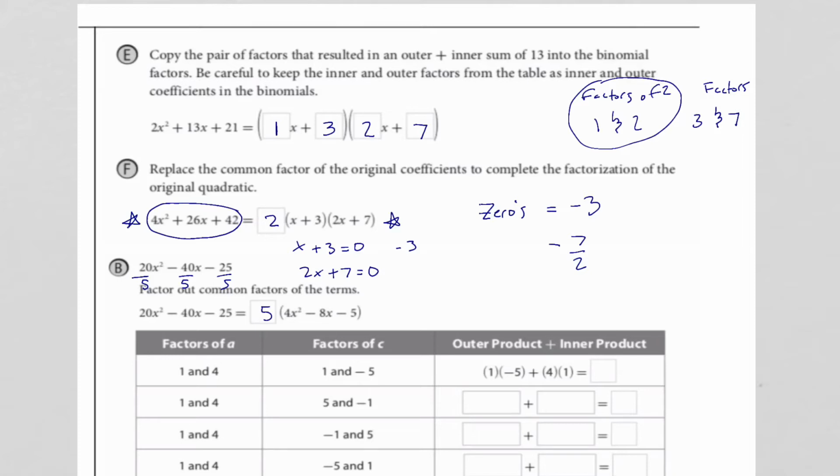So, 20 divided by 5 is 4. 40 divided by 5 is 8, right? That's where they get these figures. Negative 25 divided by 5 is negative 5. So now we're concerned most with the factors of 4 and the factors of negative 5, because they all have to somehow add up to a negative 8.